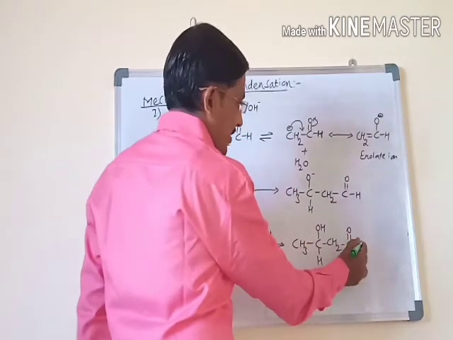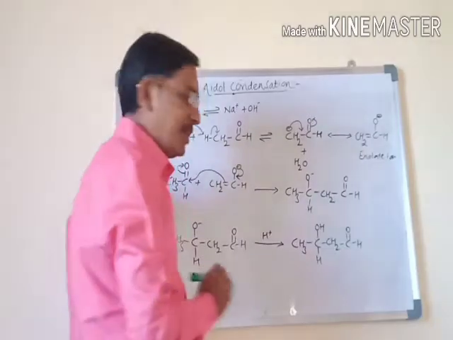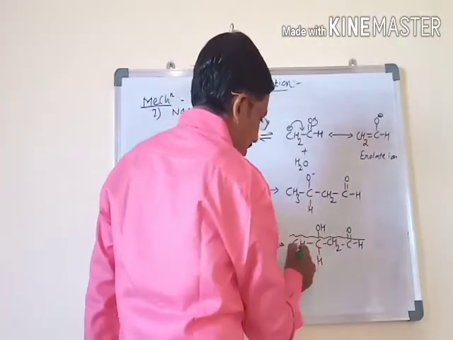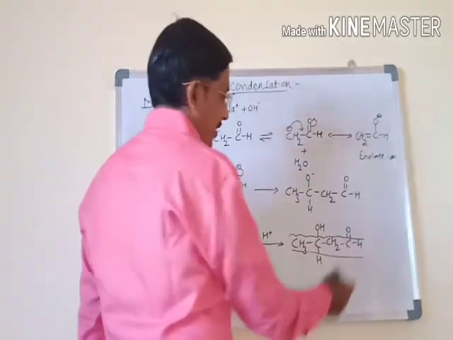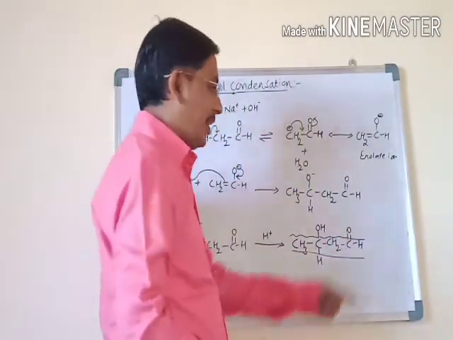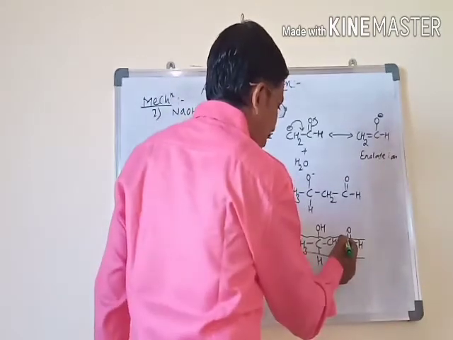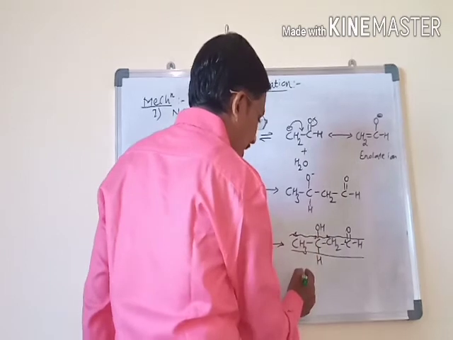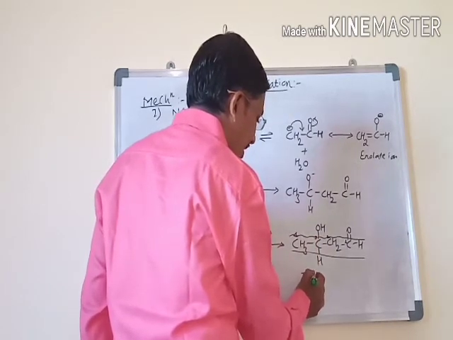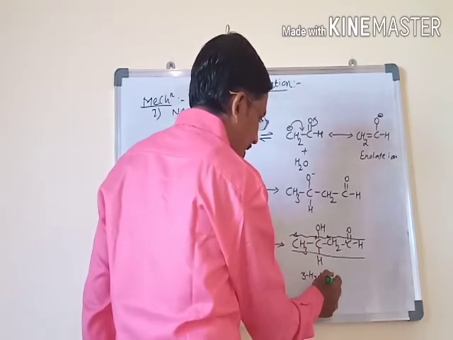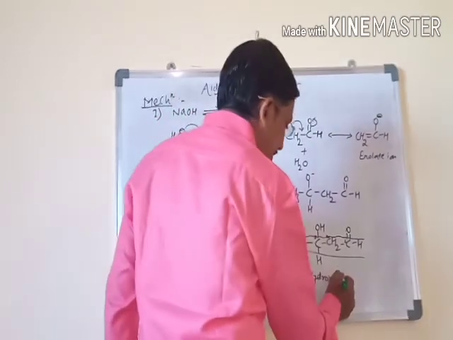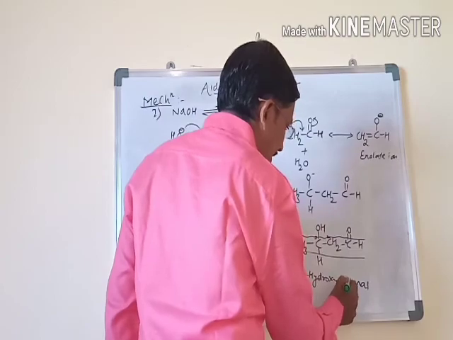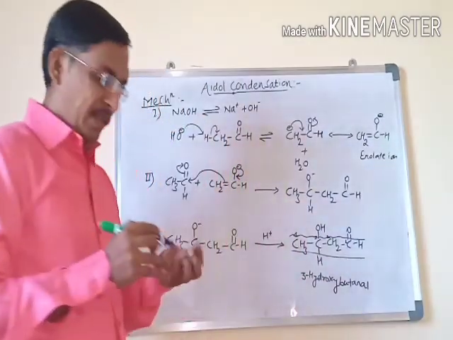As this is a beta hydroxy aldehyde, for the IUPAC name we have to select the longest chain. Then the numbering should be given from the end nearer to the principal functional group: 1, 2, 3, 4. On the third carbon there is a hydroxy group, 3-hydroxy, and 4 carbons containing, that is butanal. 3-hydroxybutanal is the IUPAC name of this compound. So stop here.